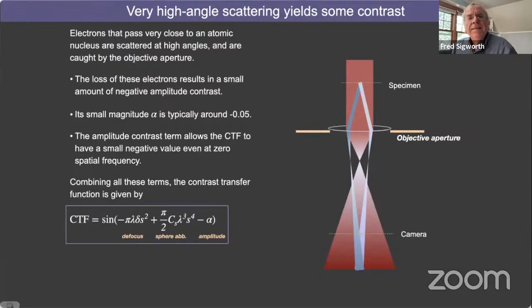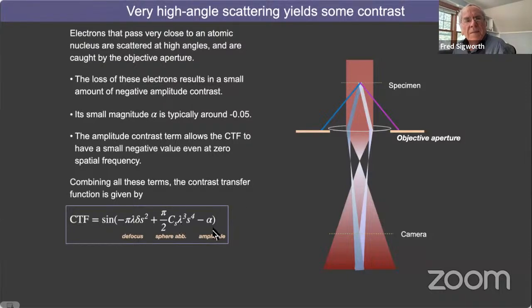The other thing is that now and then an electron passes really, really close to an atomic nucleus and it gets scattered through a really high angle. And if you are using an objective aperture, those electrons get lost. And so we get a little bit of negative contrast from high angle scattering. This means that we have a little bit of amplitude contrast even in the absence of any defocus.